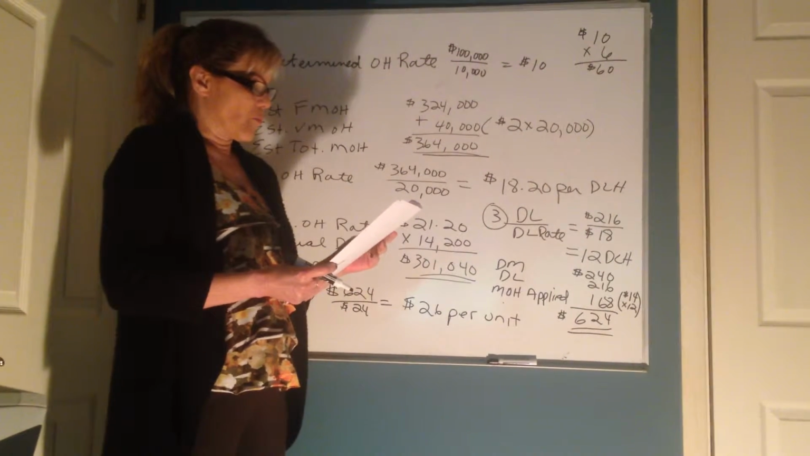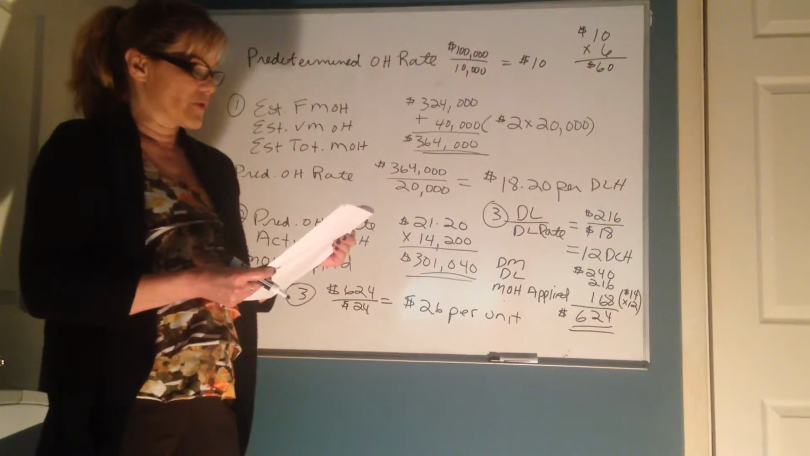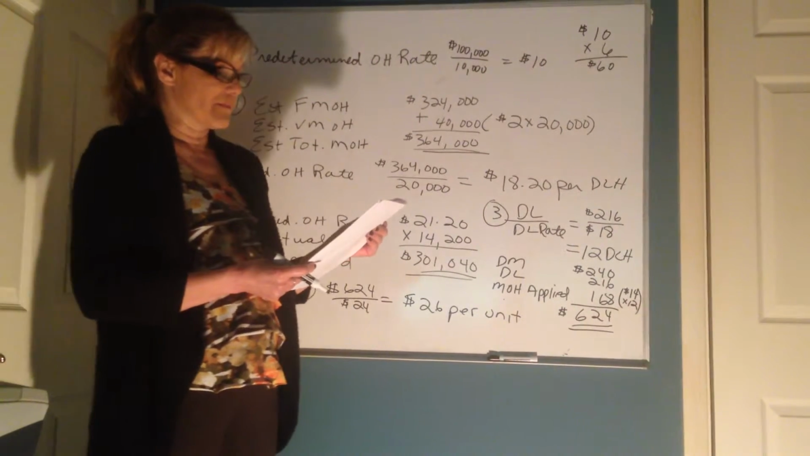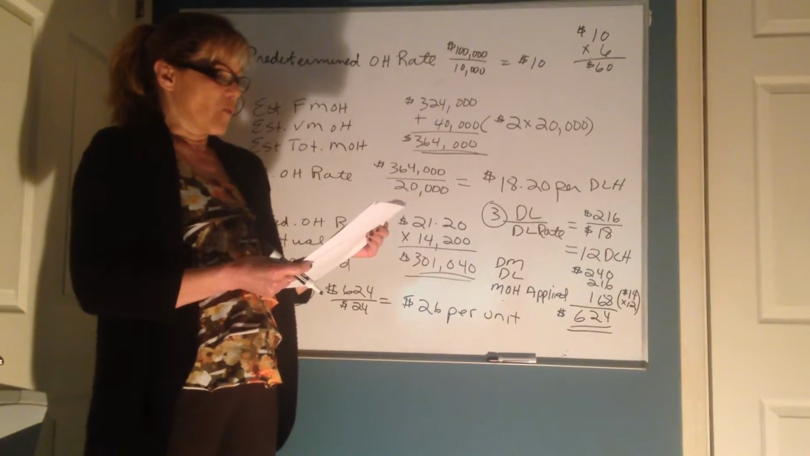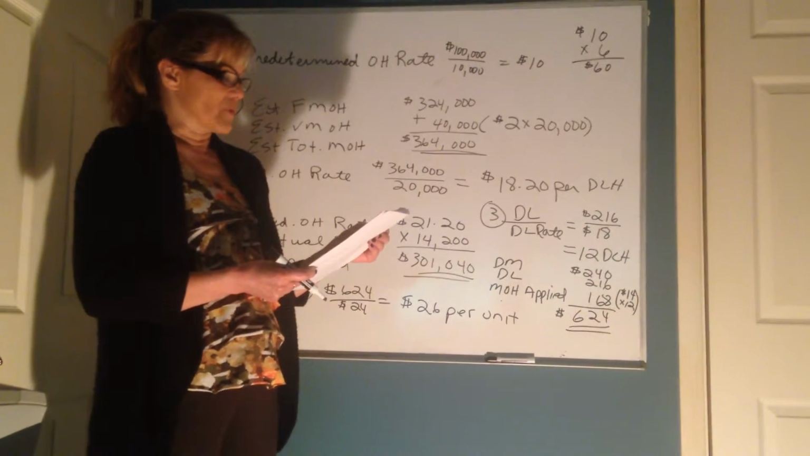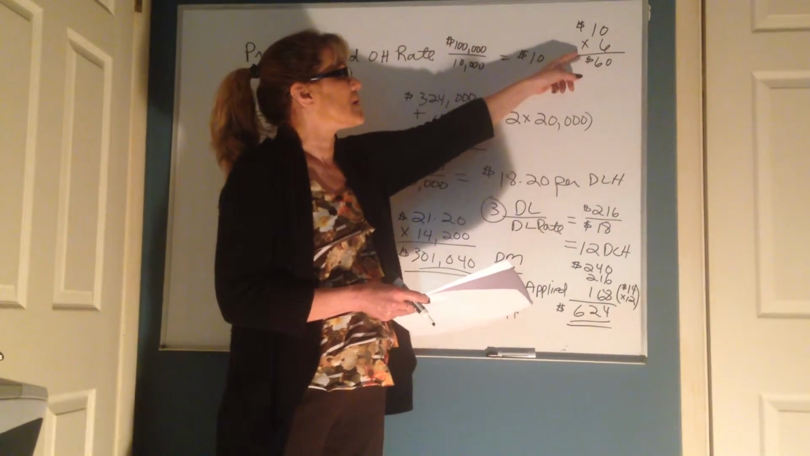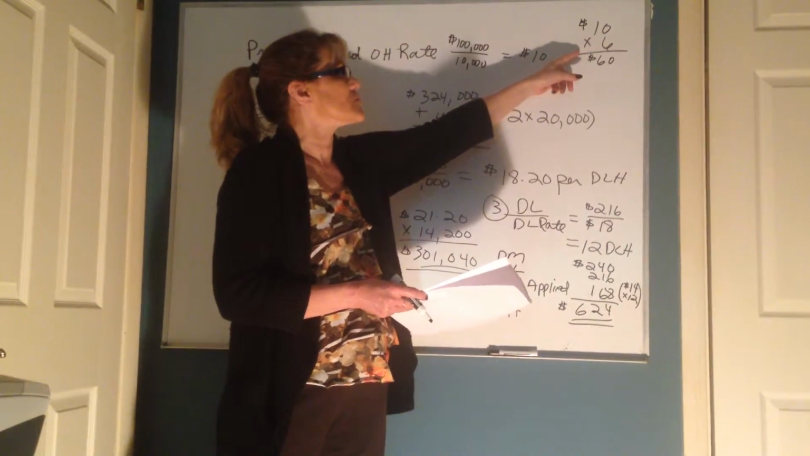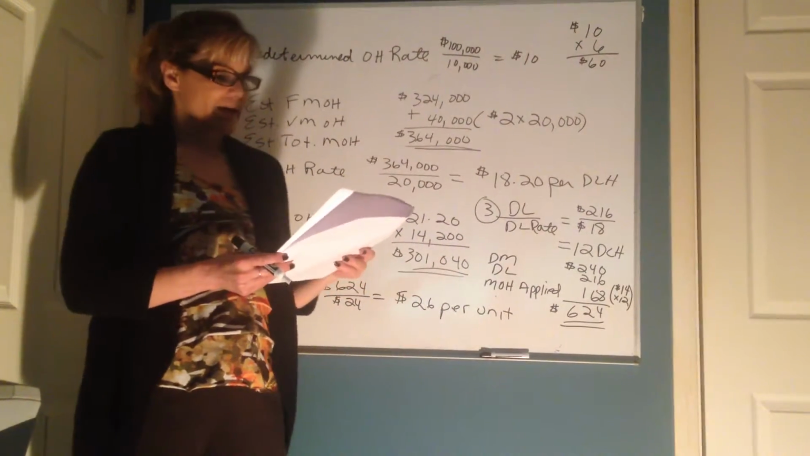The next item says, on page 2, refer to the predetermined overhead rate calculated above. If 6 direct labor hours were used during the period, what amount of overhead would be applied to work in process? We take our predetermined overhead rate, 10, multiply it by our actual activity, which was 6 hours, and that gives us $60. That's how much overhead we would apply.